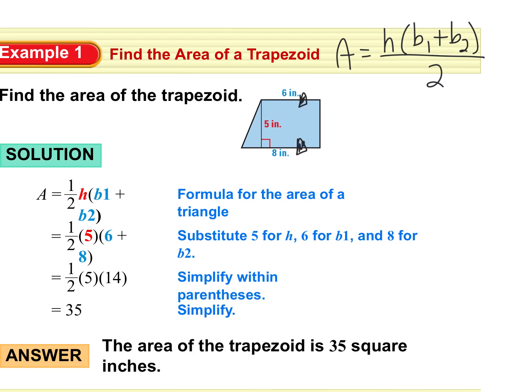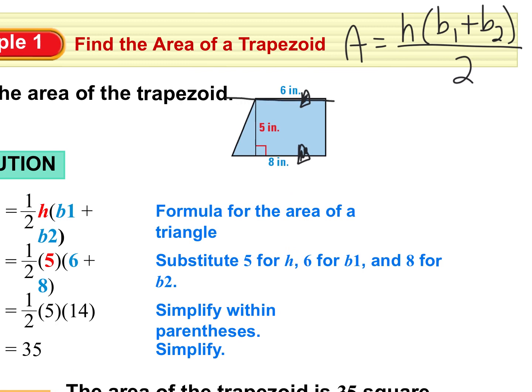We learned that they are parallel. They're not equal, but they're parallel to each other. Okay, but they're right on top of each other. Those bases are always going to be right on top of each other. Even if the trapezoid is flipped on its side, they're still going to be right on top of each other. Okay? The other part is the height.